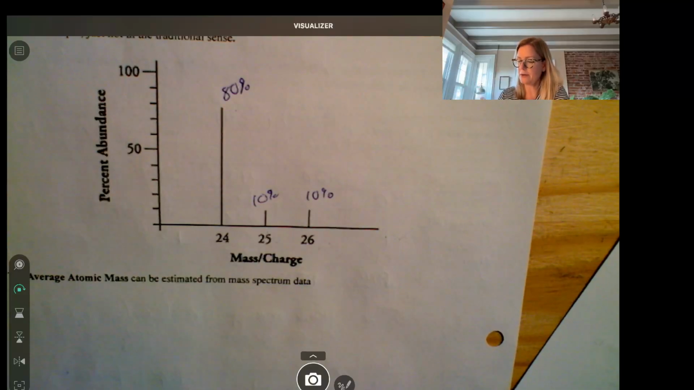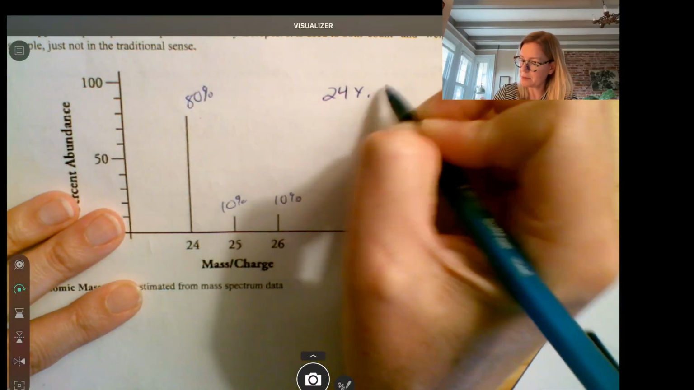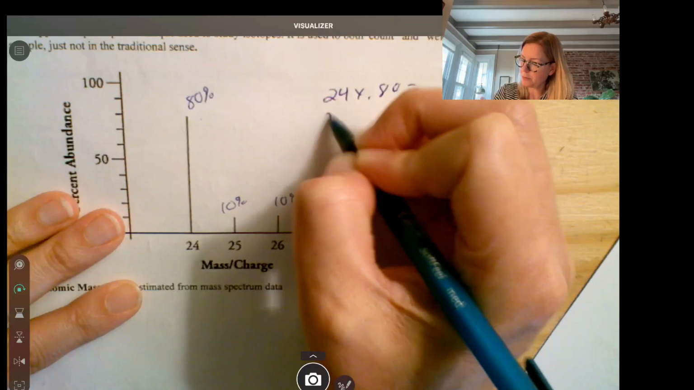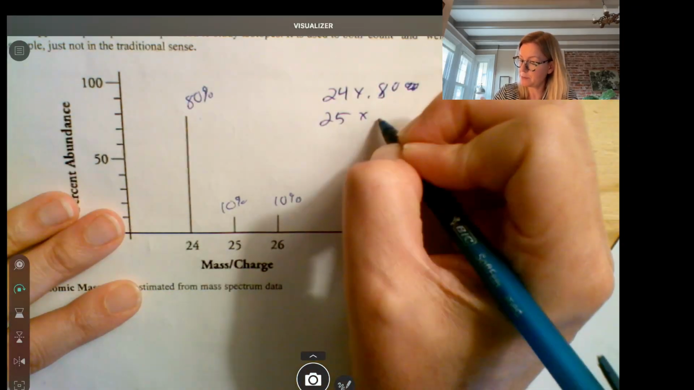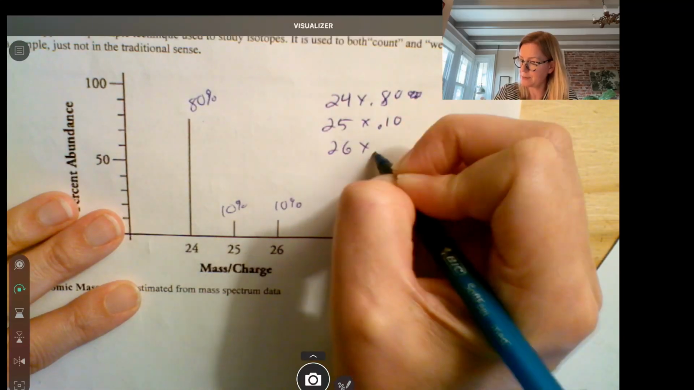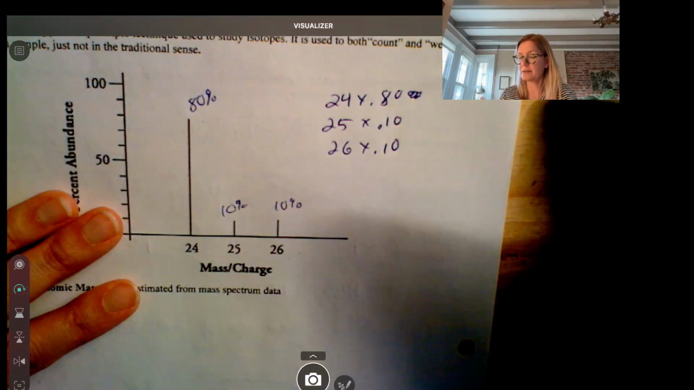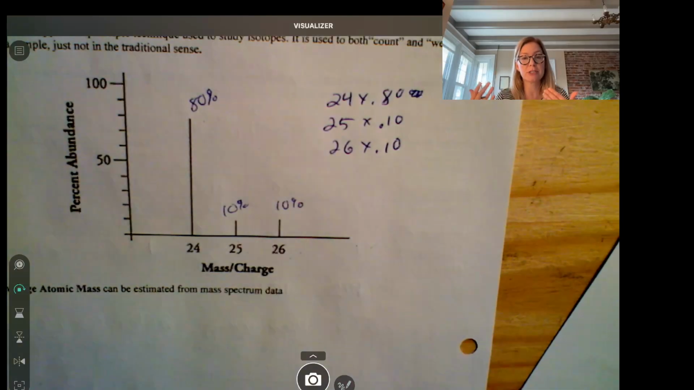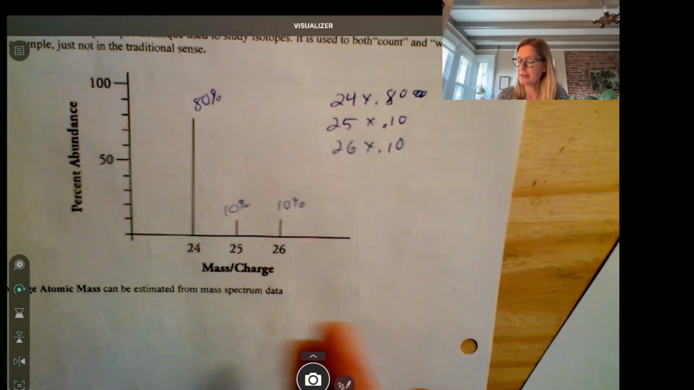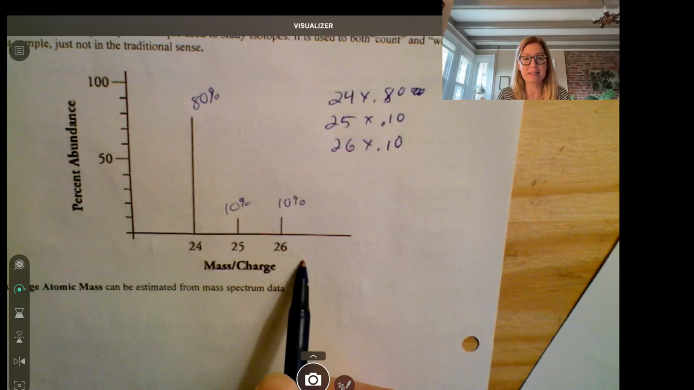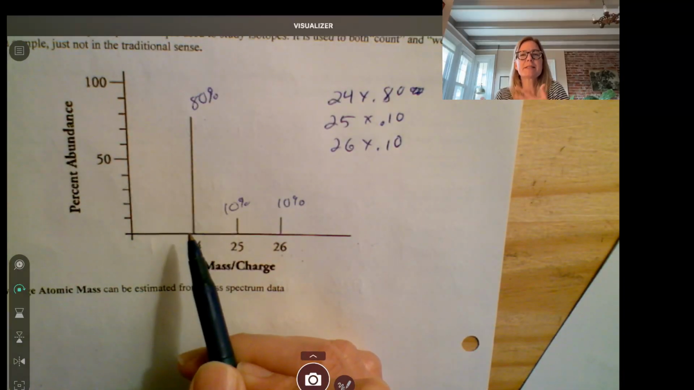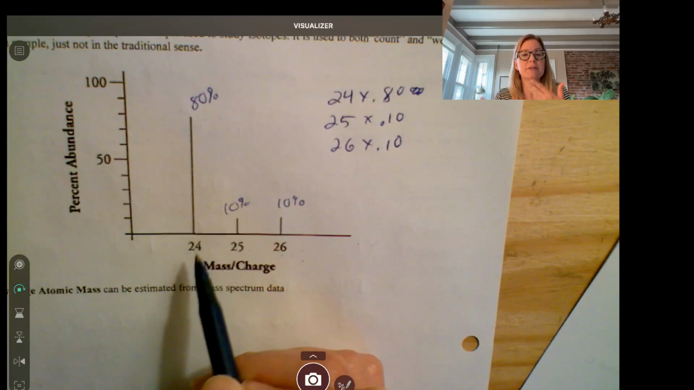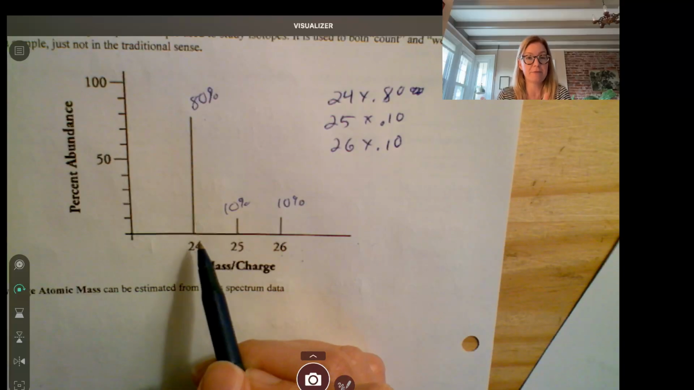Okay, so it's the same as this data that's given in a chart, but it's just given on a graph, okay? And then all you need to do is do 24 times 0.80, 25 times 0.10, and 26 times 0.10, okay? And that'll give you the average. Before I calculate it, though, let's predict what it should be. The average should be somewhere between 24 and 26, but it should be closer to 24 because 24 is by far the most common. Abundance means common. Like, how abundant is this? It means how common is this. This isotope of this element is by far the most common.